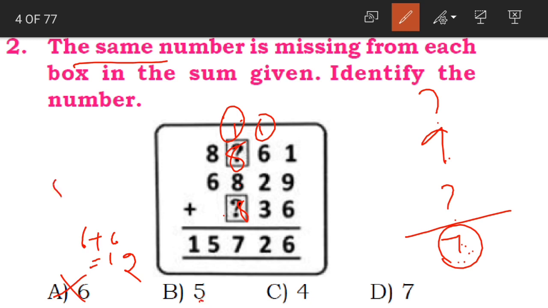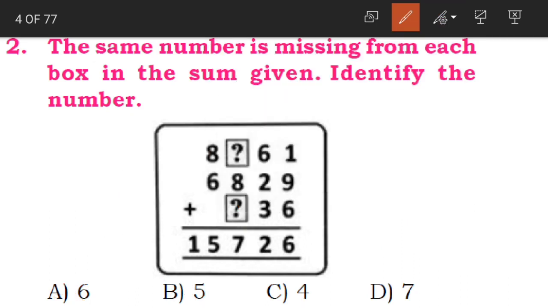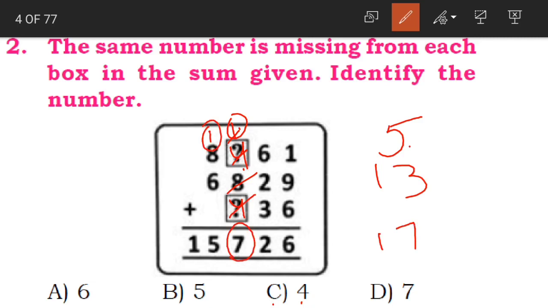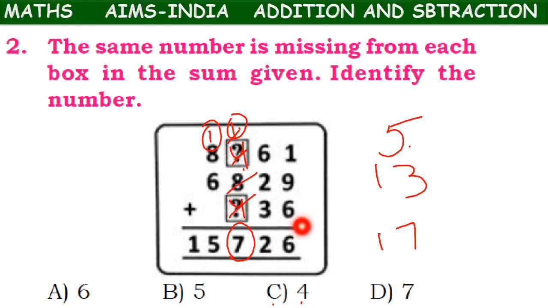Option B, 5. 5 plus 5 is equal to 10. So option B is wrong. Option C, 4. 4 plus 4 is equal to 8. Yes, so our answer is 8 here. Let us cross verify. Sorry, our answer is option C, 4. 4 plus 1, 5. 5 plus 8, 13. 13 plus 4 is equal to 17. 7 here, 1 carried. Clear, right? The same number is to be added in both the places.